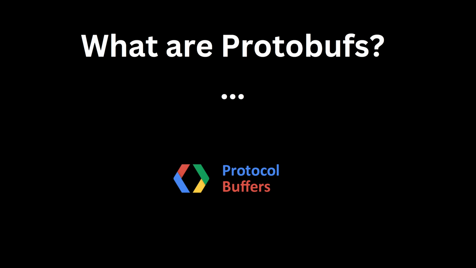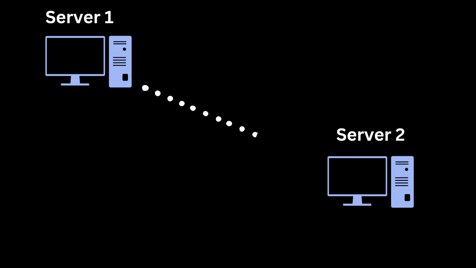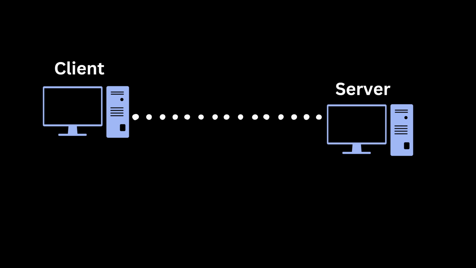Protocol buffers, or protobufs for short, are a data serialization format. That means they define a structure that data is sent across the network. What this means is when a server talks to another server, the shape of that data will be in the form of a protobuf. In practice, what this usually means is that there is a client-server relationship where a client sends a request to a server and the server sends a response back, and that request and response will be in the format of a protobuf.